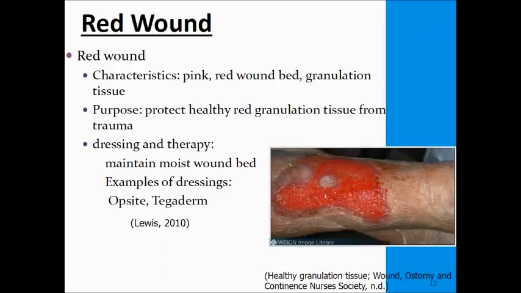So the reason why you want moist wound healing, especially with this picture, you want those epithelial cells to migrate across the wound bed to close it. If it dries out too much, then those epithelial cells cannot glide across to close. And these can be superficial or deep.